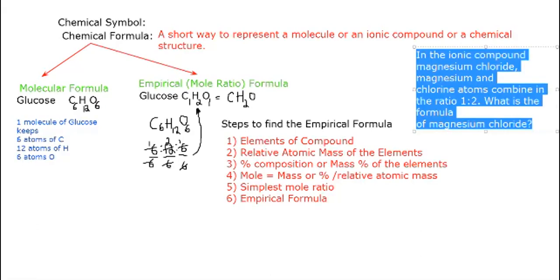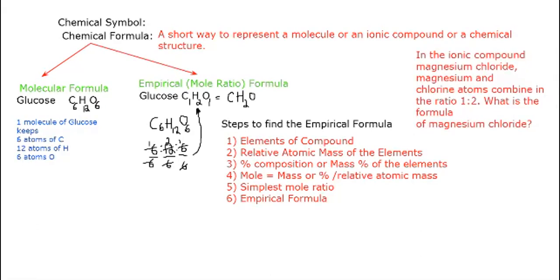Now, beta, this is the example that I've shared here. In the ionic compound, the magnesium and chloride atoms combine in the ratio 1:2. What is the formula of magnesium chloride? Now, beta, first of all, what is the step? That is the elements of the compound. What are the elements of the compound? You can see that from the equation. The elements of the compound are magnesium and chlorine.